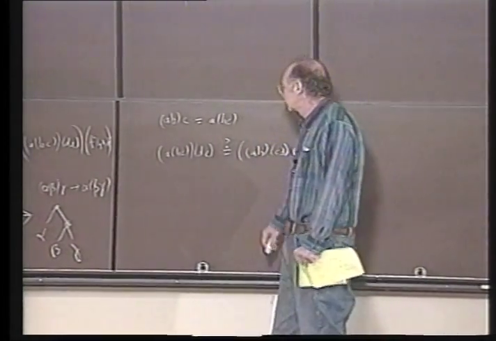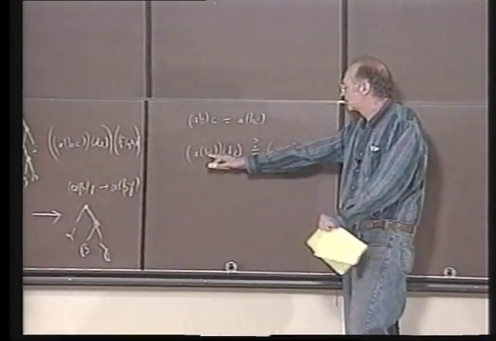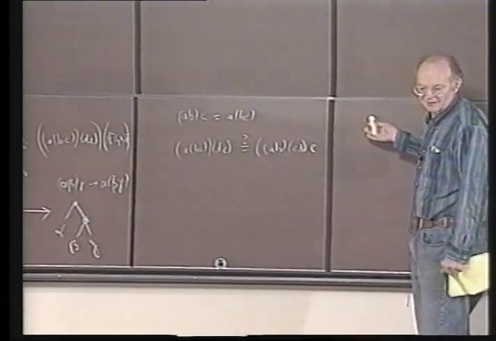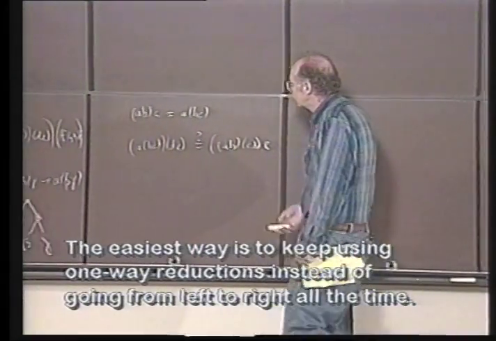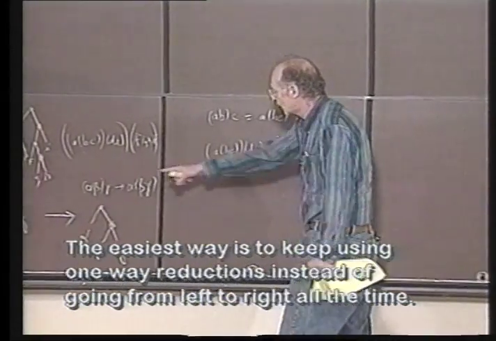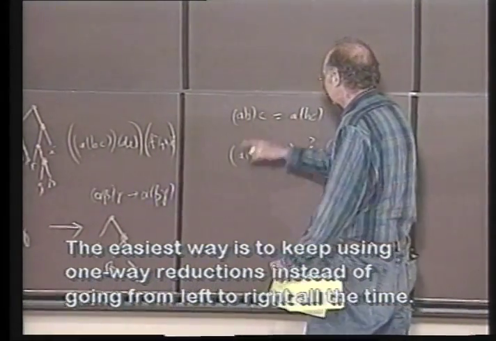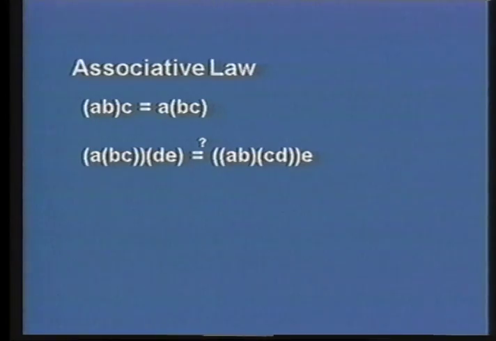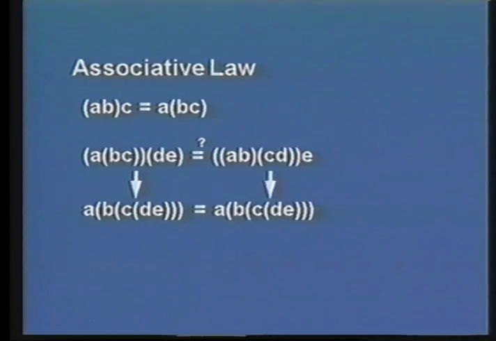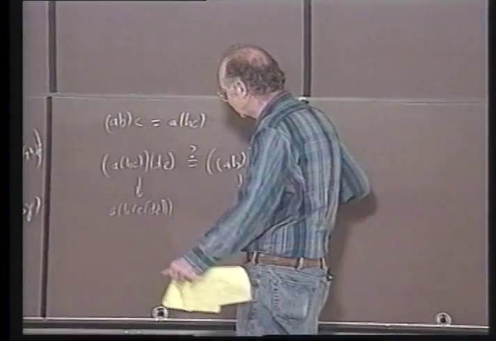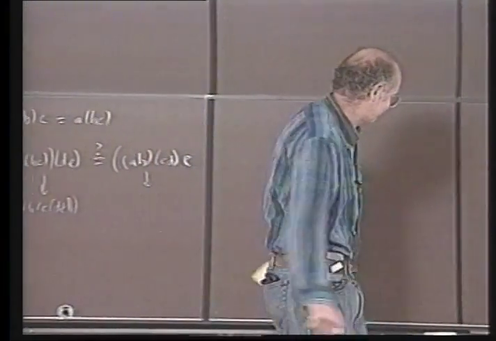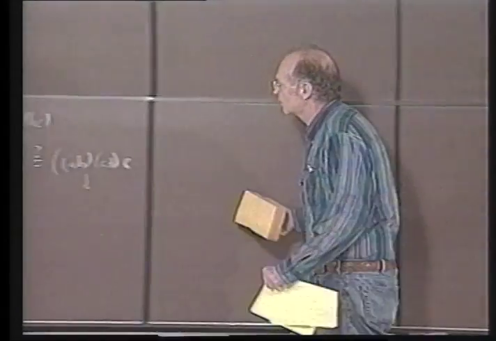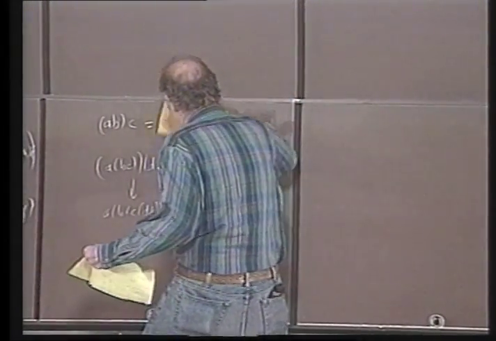Well, you could fiddle around and get from one to the other, but the easiest way is to keep using one-way reductions instead of going from left to right all the time. Just take this all the way down until finally this becomes A times B times C times DE in a sequence of reductions, and this also becomes A times B times C times D in a sequence of reductions. And so these are equal and these are equal, therefore the original formulas were equal. Well, that's one special case of the Knuth-Bendix algorithm.